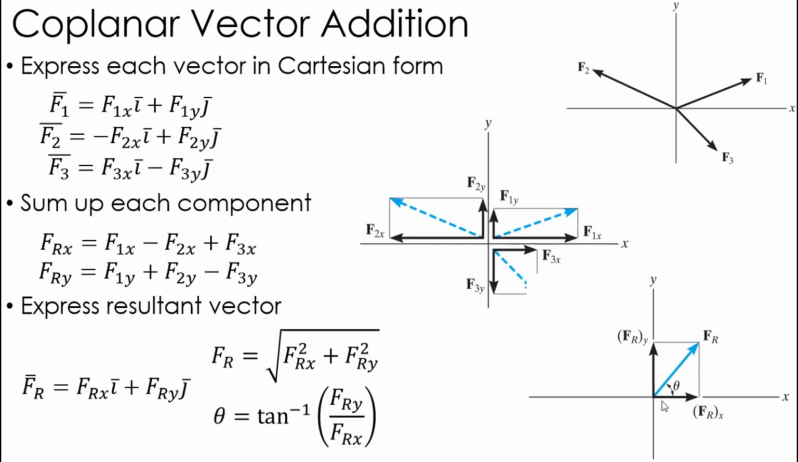So that's how we're going to add vectors moving forward, right? Break each force up into x and y components, sum up your x's, sum up your y's, and solve for your resultant force, finding a magnitude and angle if that's necessary.